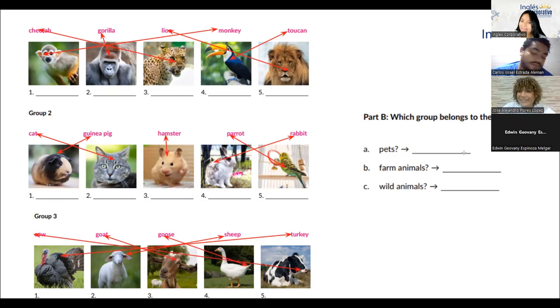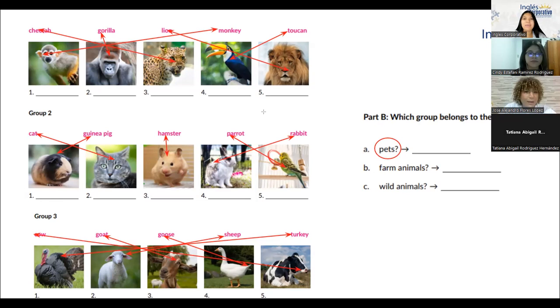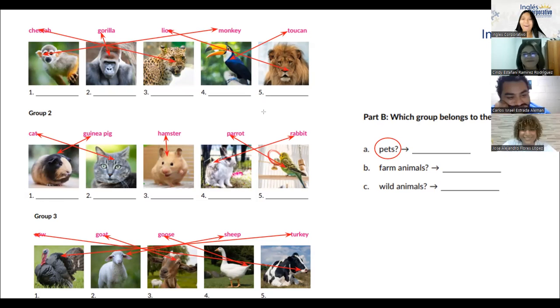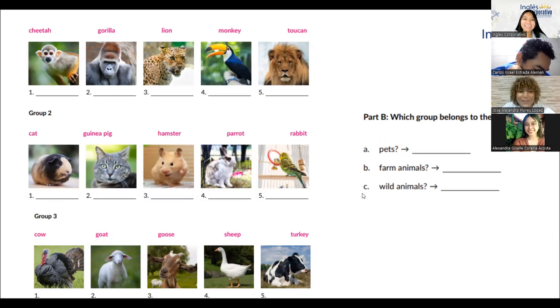So now let me ask you, okay? Which of those are pets? Which of those animals do you know that are pets? Cat. Guinea pig. Okay. Hamster. Okay. Rabbit. Gorilla. No. They are not pets. I have friends who have hens. Okay. Yes. Okay. A cat.